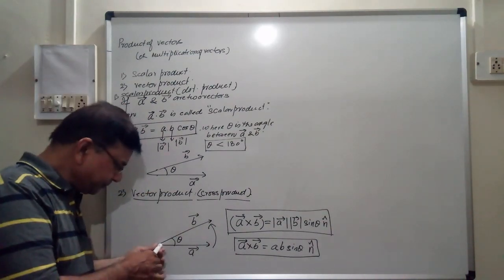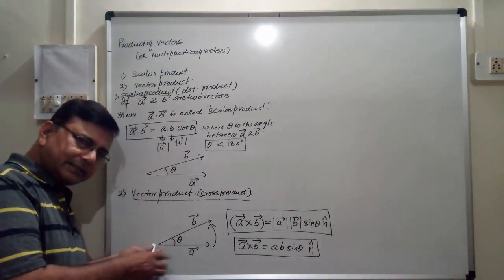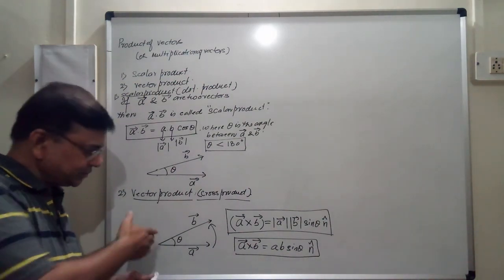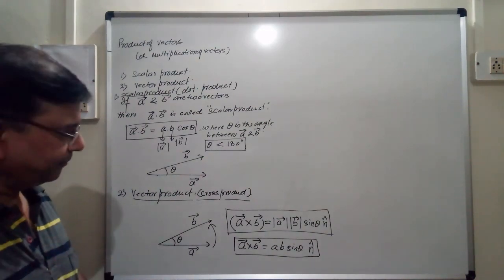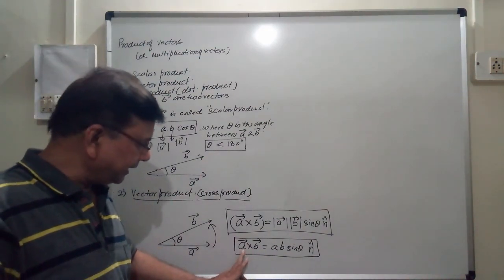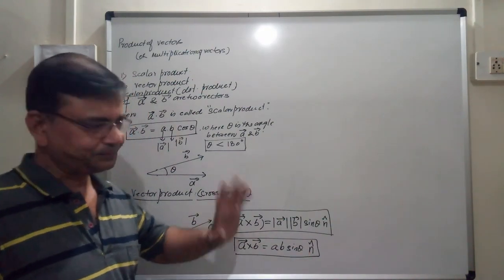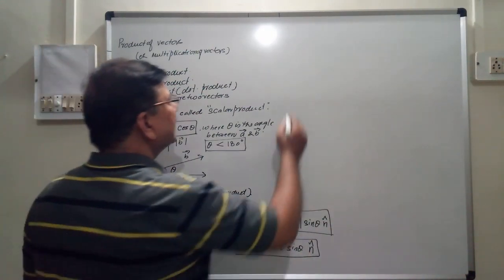So the screw is put and turned anti-clockwise like this, so the direction will be the screw coming out. This will tell the direction of A cross B. Direction of A cross B means the direction of unit vector n. Is it clear?